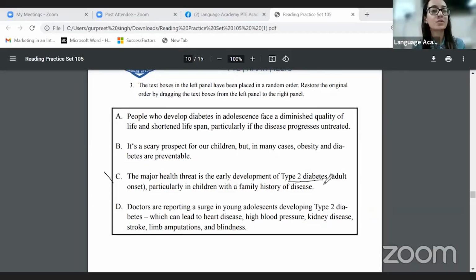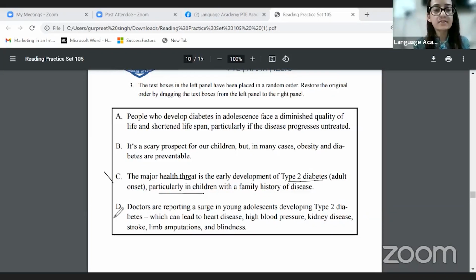Unless and until you introduce something, you cannot give explanations, right? You cannot just start your topic with type 2, what are the causes of type 2 diabetes, what are the consequences of type 2 diabetes. Because you say that my topic is type 2 diabetes, then you start giving the explanations. So the major health threat means the topic for today is the development of type 2 diabetes, particularly in children. This is where we are particularly going to talk about children with a family history of disease, and then you go ahead.